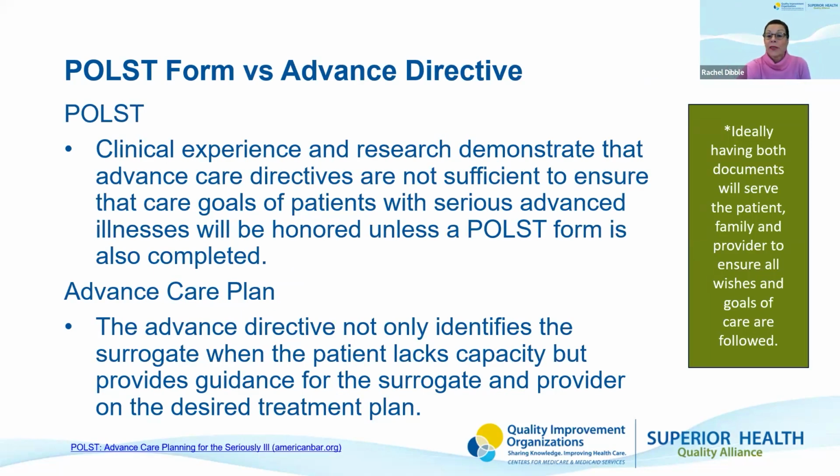So the POLST form versus advanced directive, we discussed it a little bit, but again, clinical experience and research demonstrate that advanced care directives are not sufficient to ensure the care goals of patients with serious advanced illnesses will be honored unless that transferable medical order form is completed. And then you have the advanced care plan. The advanced care plan not only identifies the surrogate, or POA, proxy, or agent when the patient lacks capacity, but provides guidance, as opposed to the order, for the surrogate and provider on the desired treatment plan. So those are the differences.